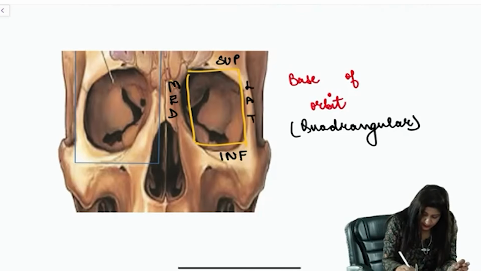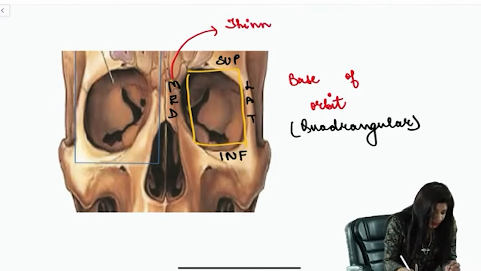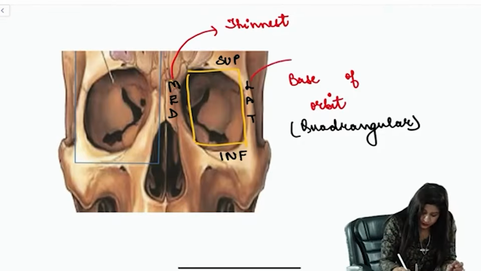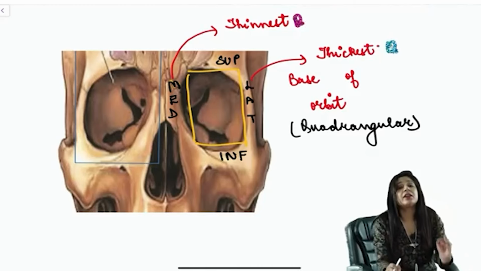Okay. Now out of this, the medial wall is the thinnest wall. It is the thinnest, and the lateral one is the thickest wall, and the most important and epic question for the FMG exam.